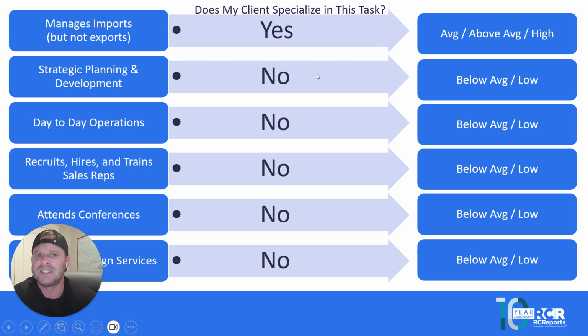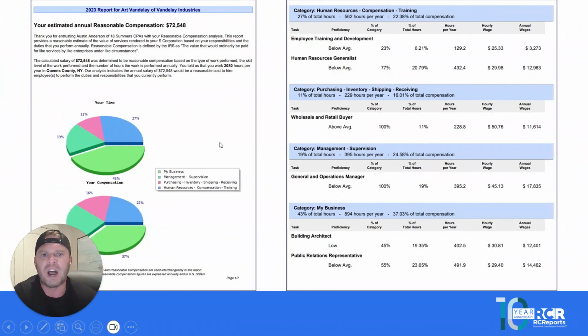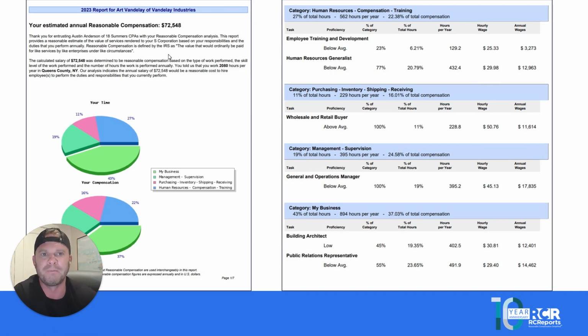Because of this, I said that he did not specialize in those tasks, and you'll see here how I rated him in his proficiency for each task. Now, what is his reasonable compensation based on those proficiencies? You'll see here it's about $72,500 is what it came out to be. And here is a breakdown of each of his tasks, the proficiency level, and what the annual wage is for that task and how it rolls up into this figure.